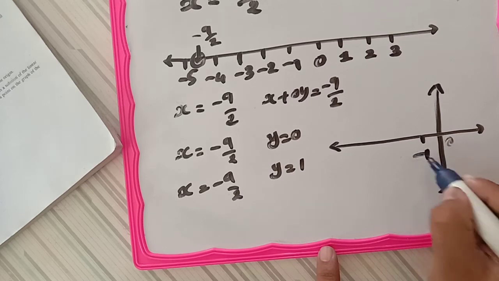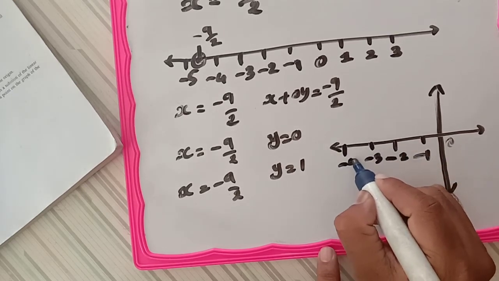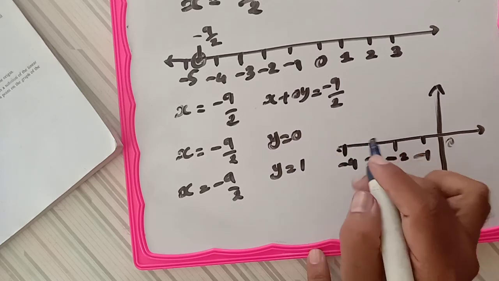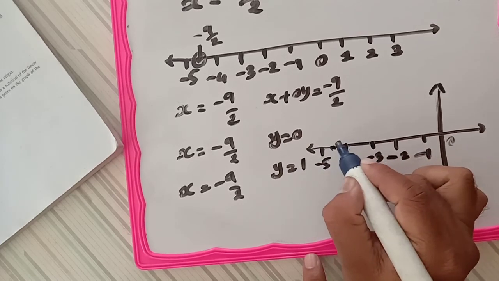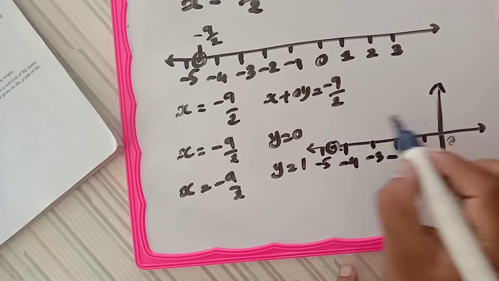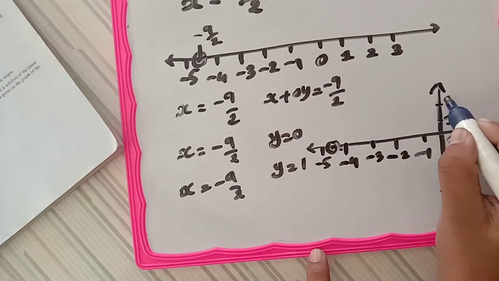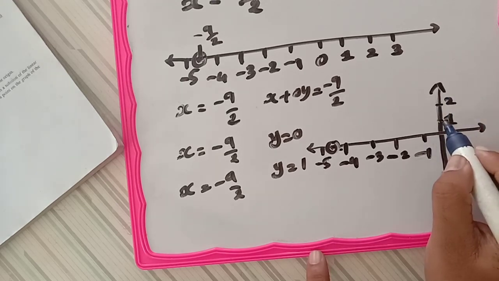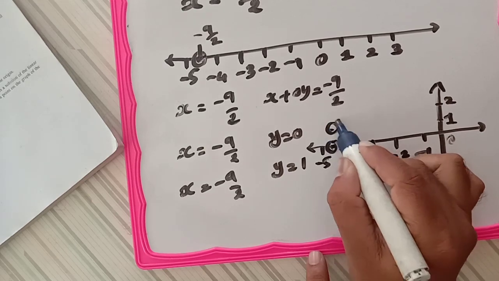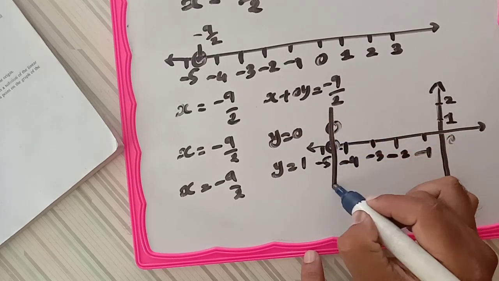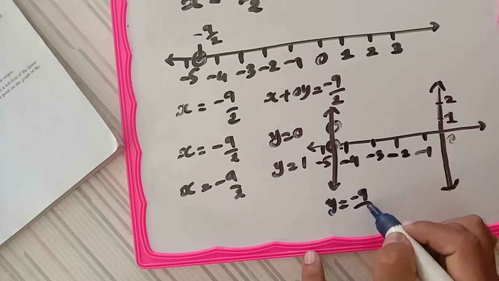0, minus 1, minus 2, minus 3, minus 4, minus 5. So at 0, x is minus 4.5; at 1, x is minus 4.5; at 2, x is minus 4.5, and so we get the vertical line x equals minus 9 by 2.